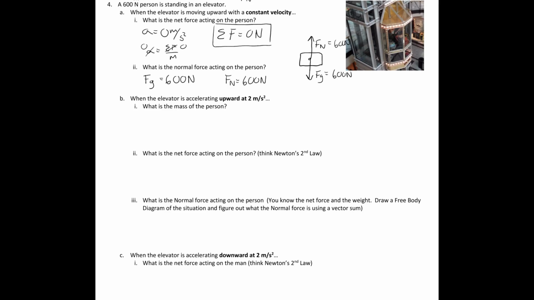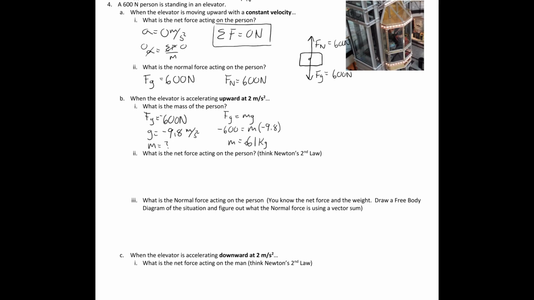It says, what is the mass of the person? Well, you know Fg is equal to 600 newtons. The gravitational field strength is negative 9.8 newtons per kilogram, or you could say meters per second squared for acceleration due to gravity, and you're looking for the mass. So Fg is equal to mg. 600 newtons downward is equal to the mass times negative 9.8. So the mass of this person is about 61 kilograms.